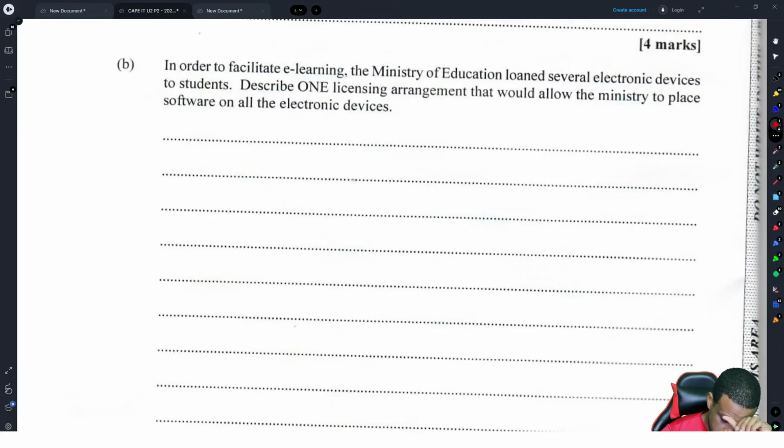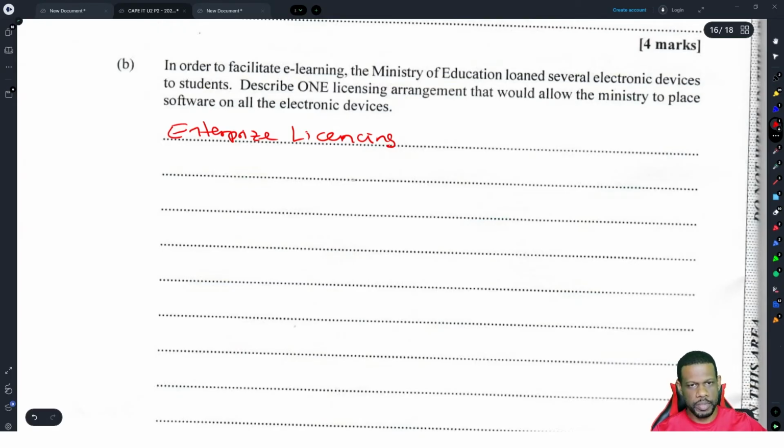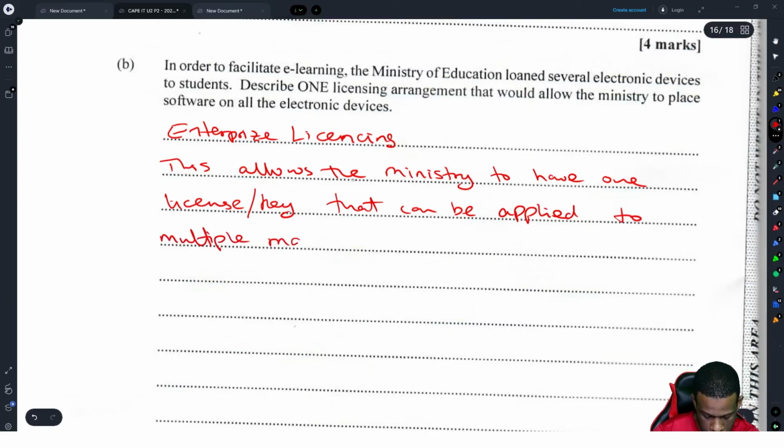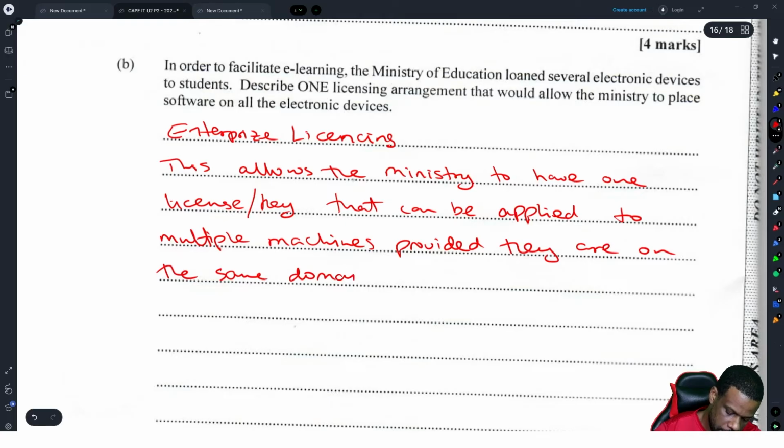Facilitate e-learning. Yeah, we'll put enterprise licensing. Because enterprise licensing means that they'll get one license and they will be able to apply it to all the different machines in the enterprise. This allows the ministry to have one license / key that can be applied to multiple machines, provided they are on the same domain / network.